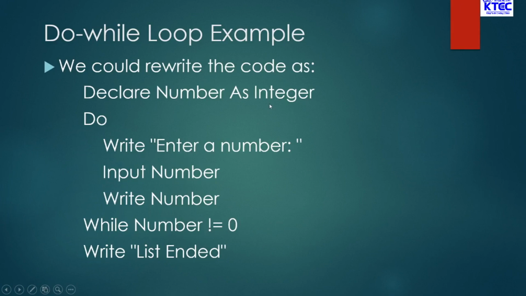So this is how it's written. Declare number as integer. Do: displays "Write the number," then the user inputs the number. Then after that, you display the number for the user to see. If the user enters 5, display 5. Then you check: 5 is not equal to 0. Enter again, so the user keeps entering until the user enters 0. Then you can't say 0 is not equal to 0, so this condition has become false. So you just tell the user, "List ended," and that is all. So the program ends there.